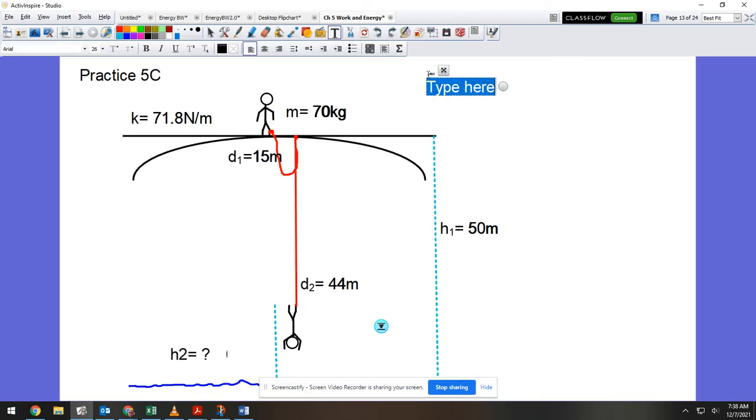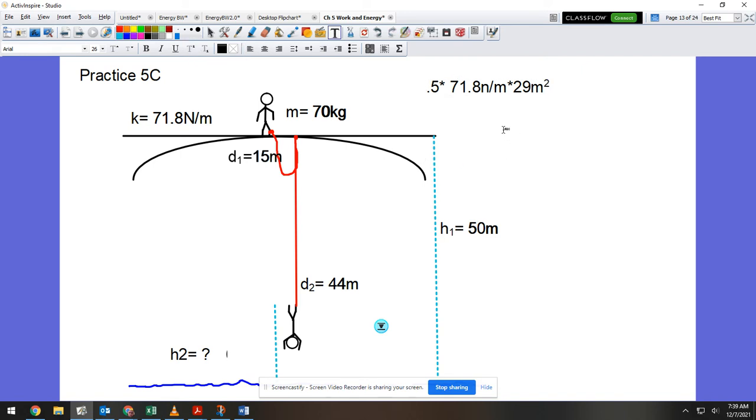When I'm looking at it, I want to do 1/2 times k. K is given in the problem here: 71.8 newtons per meter. Sorry, I'm going quick. Times x squared. Now, here's the trick. We have to look at those numbers and ask, what's my x? If my bungee cord was 15 and now it is 44, I need to subtract to find the difference between these two to see how much it's stretched out. So 44 minus 15 comes out to 29. So times 29 meters, squared.